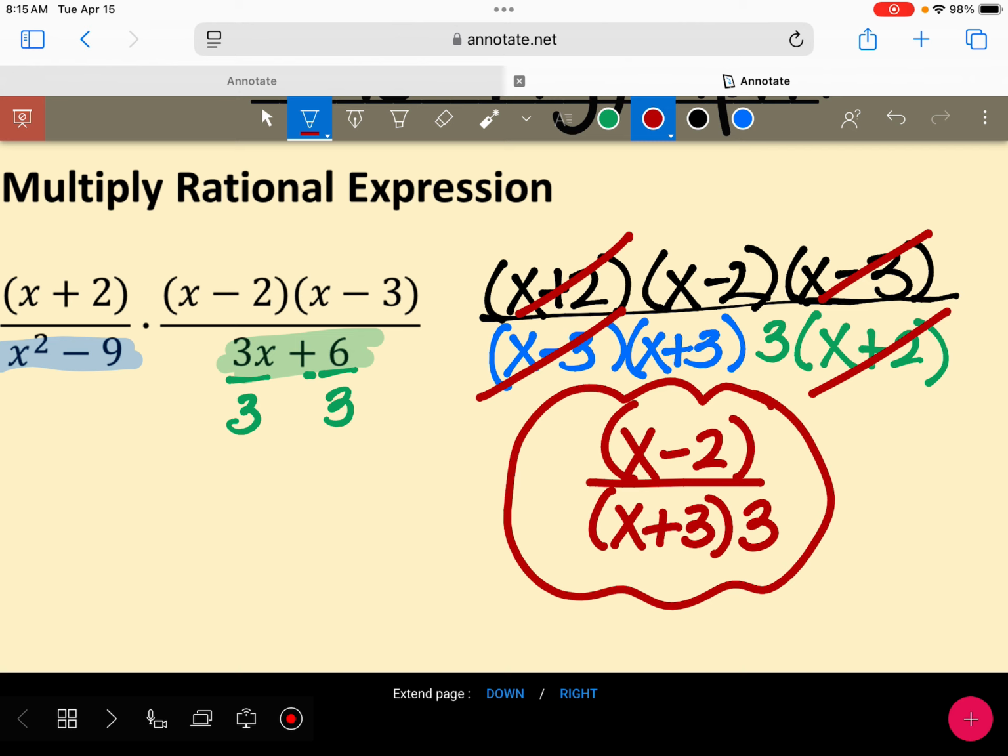So last week, we multiplied and divided. And this week, we're going to add and subtract. Adding and subtracting is a little bit harder because we need a common denominator. All right, so we're going to do a few questions today. We're going to spend the whole week practicing this skill. Your test is next week on Wednesday.